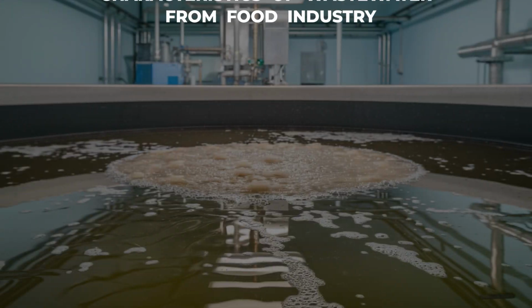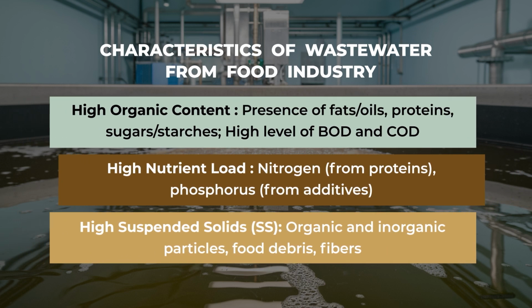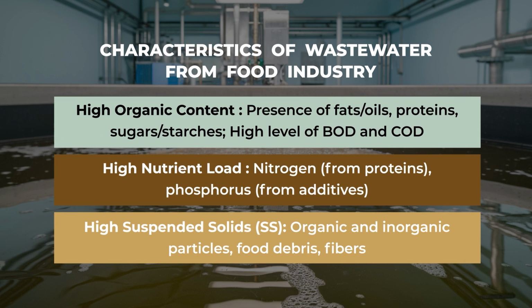And as these liquid wastes come from different industries, they contain a high quantity of organic content. So, the characteristics of wastewater from food industry are like the high organic content. So, all the wastewater contains the fats or oils or proteins or sugars or starches, and accordingly there will be high level of biological oxygen demand, that is BOD, and chemical oxygen demand because of the high organic content.